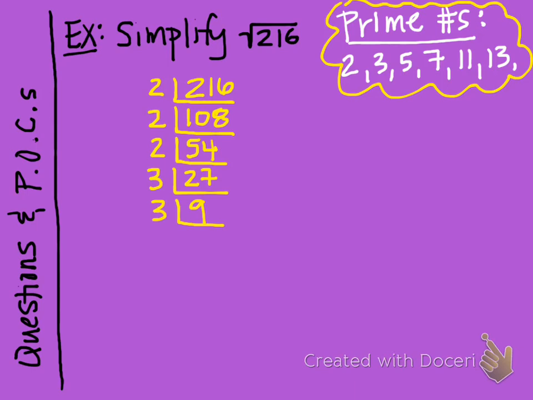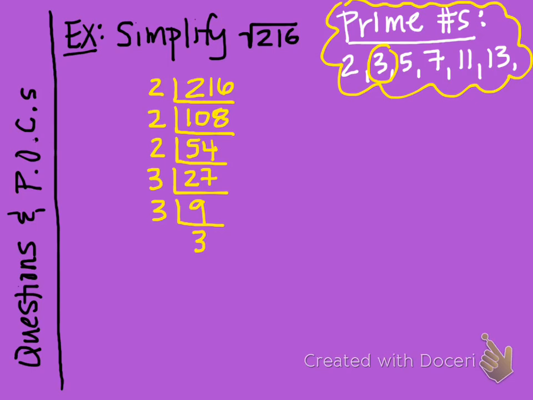3 is the only prime number that will go into 9, and it goes in 3 times. Now notice my bottom number is one of the prime numbers that we have up here. Once it's prime, that's when you stop, okay? So that's the first part. What you're going to end up with is a bunch of numbers out to the left and one number on the bottom. The next thing you're going to do is pair up numbers.